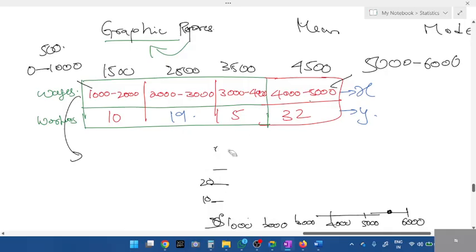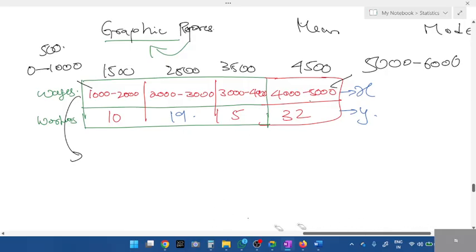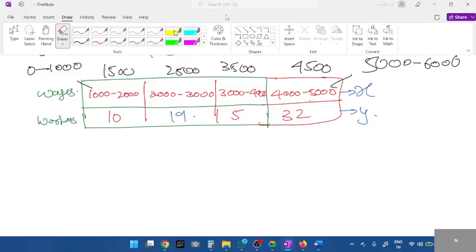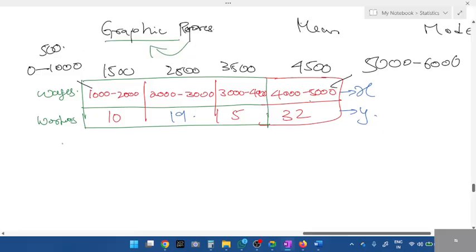Then same question, if they ask an ogive graph, you have to find the cumulative frequency. For number of workers, you have to find cumulative frequency. Tell me the answer, students. What is cumulative frequency? Calculate for this.